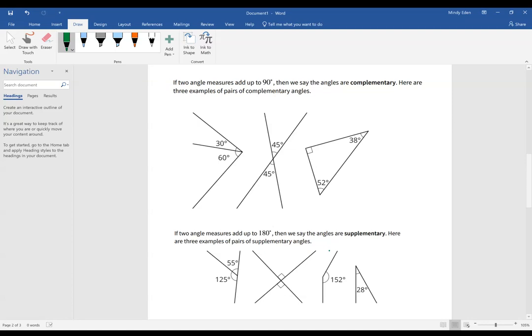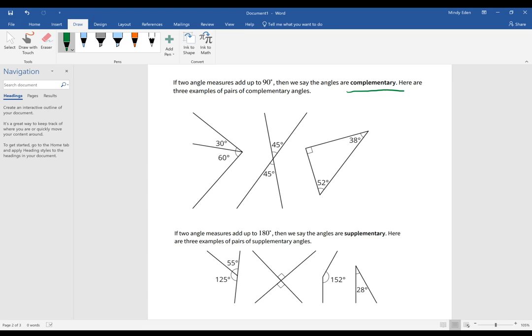All right, there are two words, and I think these might be new, and they're often confused. So I will have a trick at the end to help you remember which one is which. So the first word is complementary. So two angles, if they add up to 90 degrees together, we call them complementary.